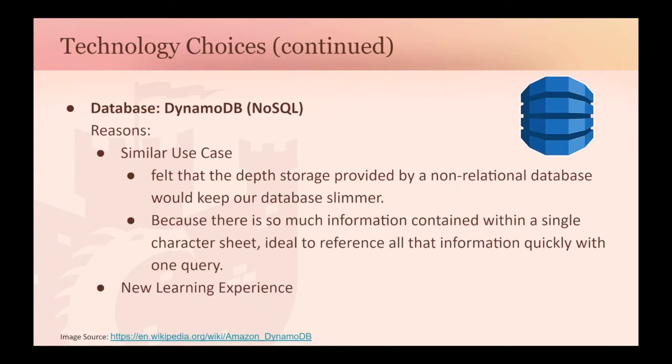And for our database, we chose DynamoDB, which is a NoSQL database. We chose DynamoDB for a few reasons. Namely, it has a similar use case to our application. We felt that the depth storage provided by a non-relational database would keep our database slimmer. And because there's so much information contained within a single character sheet, we thought it would be ideal to reference all that information quickly with one query. Also, we felt that non-relational databases would be good to learn.